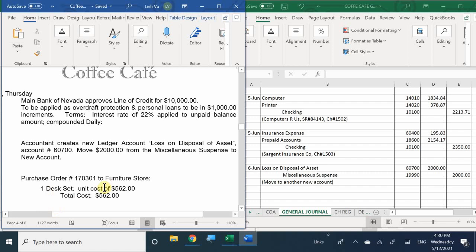Who are we making this purchase order to? Furniture store. What are we buying? Desk. Okay, awesome. So here, maybe we went on the website. Okay, we found that this is what it's marketed at. Okay, so I'm going to go ahead and send a request to my purchase order.